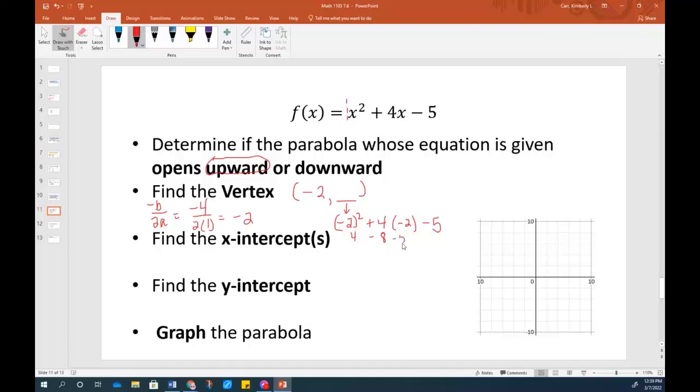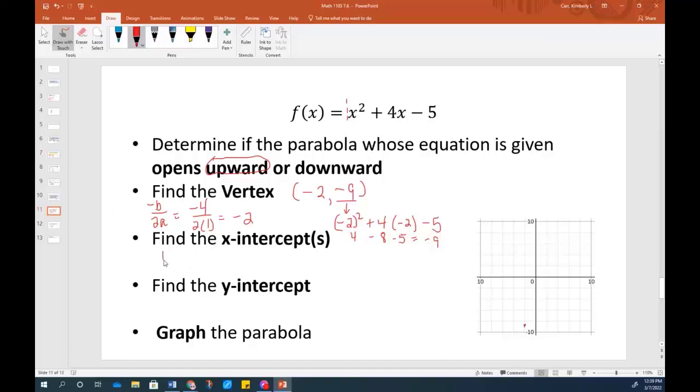minus 8 minus 5. Now don't forget, if you're using a calculator, you have to put the parentheses around that negative, or you're going to end up getting a -4 there, and it'll be wrong. The parentheses are important. So 4 minus 8 is -4, minus 5 more is -9. That is the second value of my vertex. So like I could go ahead and plot that point, (-2, -9). That's my vertex.